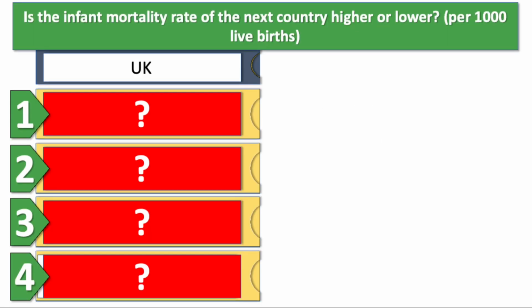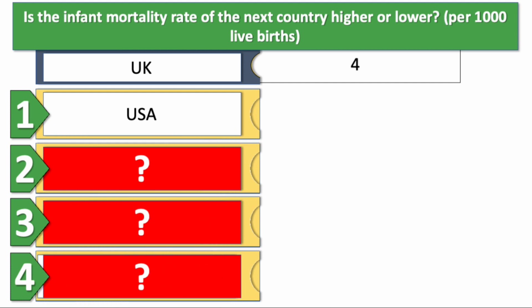We're now going to move on to a round of higher or lower, and we're focusing on the infant mortality rate. So with this activity, you have to decide whether the next country has a higher or lower infant mortality rate. Remember, this is per 1,000 live births. So we're starting off with the UK. The UK has an infant mortality rate of 4.